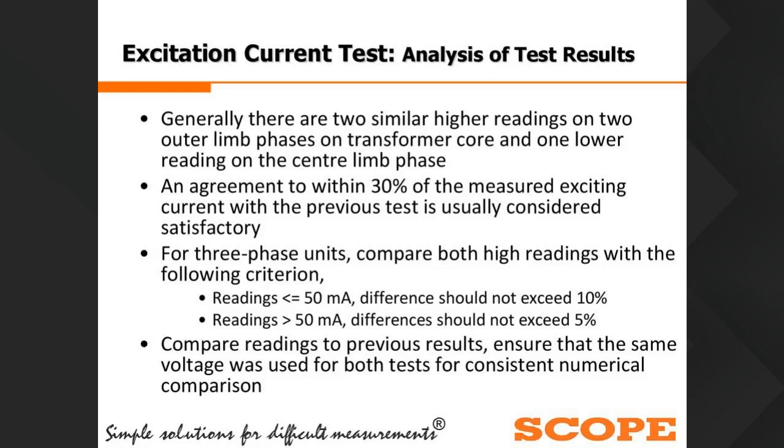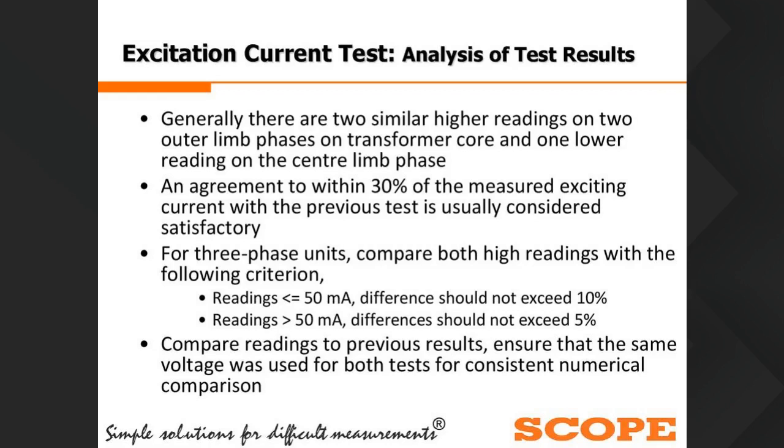So for analysis of the excitation current test, some recommendations are given to analyze the test results for three-phase units. Normally it is given that for readings less than 50 milliampere, the difference should not exceed 10%. If the readings are greater than 50 milliamperes, then the difference should not exceed 5%.